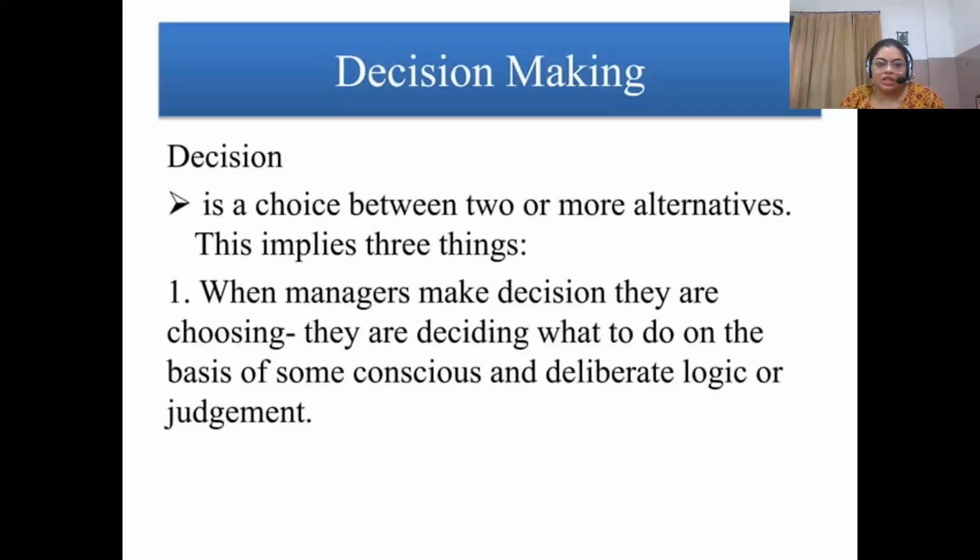So decision making. Decision is a choice between two or more alternatives. This implies three things. When managers make decisions, they are choosing, they are deciding what to do on the basis of some conscious and deliberate logic or judgment. So basically, it implies two or more alternatives.